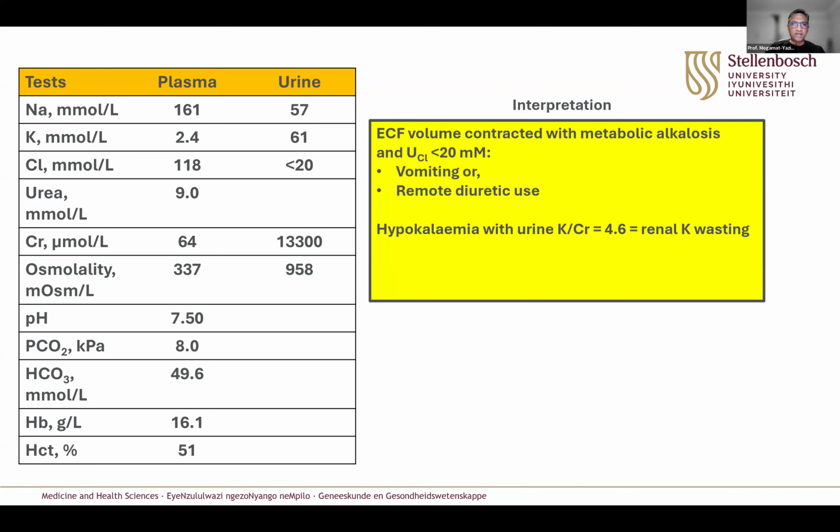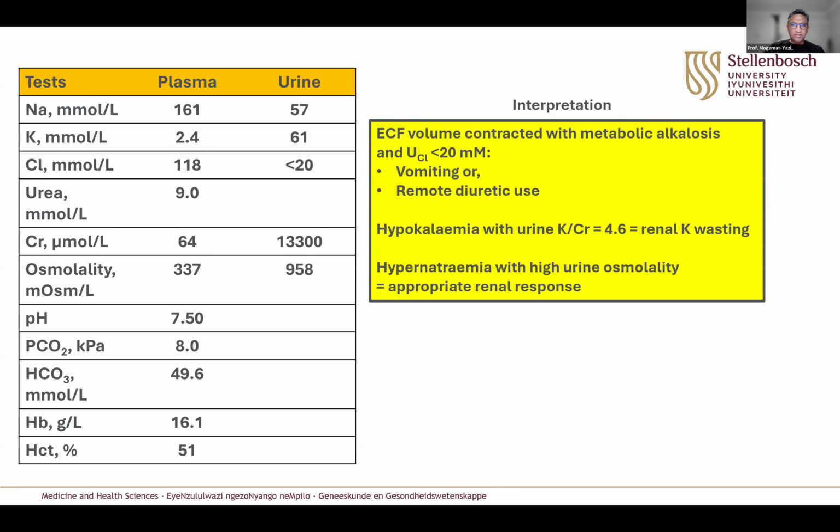Second, the patient had hypokalemia, as we can see here, 2.4, and the ratio of potassium to creatinine was 4.6. If we take 61 divided by 13.3, we get roughly 4.6, and this indicates renal potassium wasting. The appropriate renal response when hypokalemia is present, the urine potassium to creatinine ratio, should be less than 1.5.